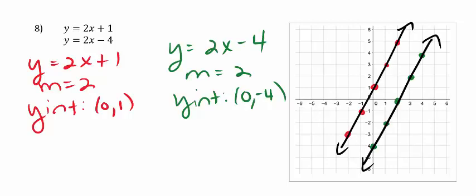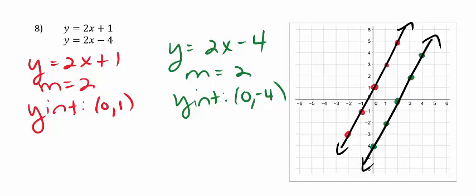Now when we take a look at number 8, I chose to graph both of these lines using the slope and y-intercept from the equation. In y equals 2x plus 1, the slope was 2, the number in front of x, and the y-intercept was b of 0, 1. So I plotted the point 0, 1, and I found the second point by going up 2 to the right 1, and the third point up 2 to the right 1, and connected those points. And then in the second equation of y equals 2x minus 4, the slope was 2 and the y-intercept was 0, -4.